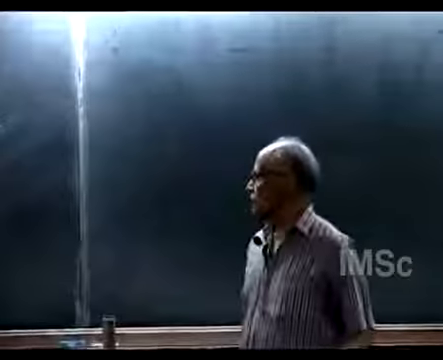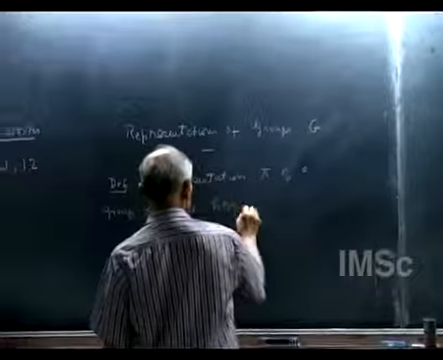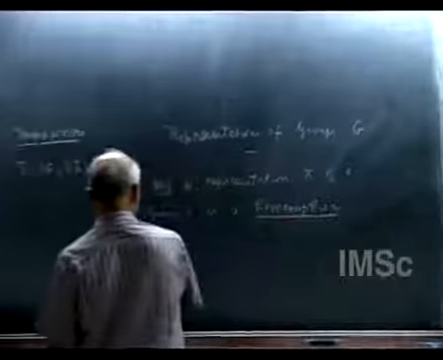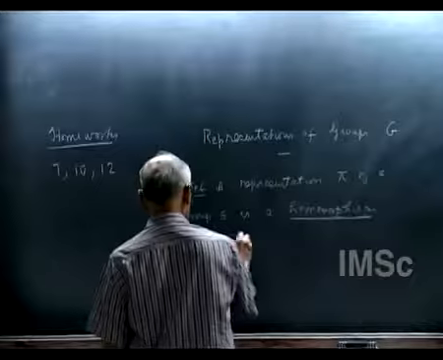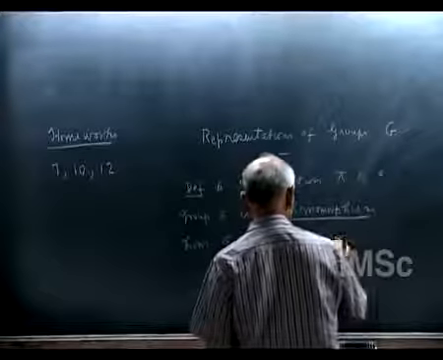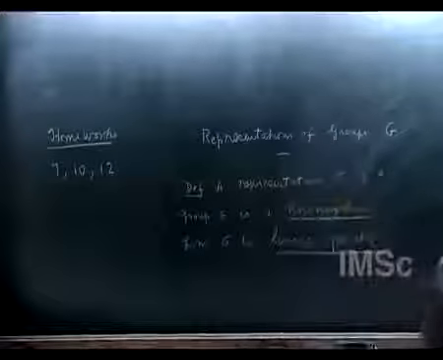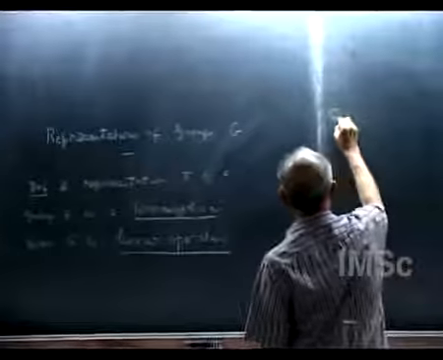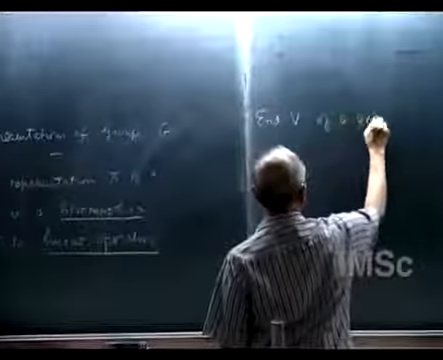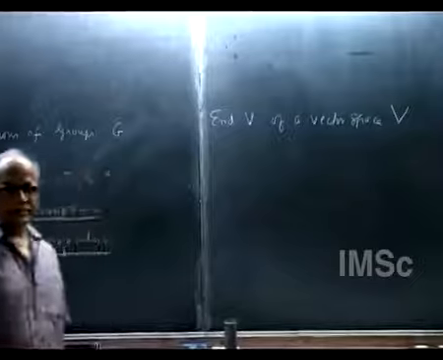So here, a representation pi of a group G is a homomorphism. There are 2 things here. It's not just a map from G to linear operators on a vector space. This is normally written as End V, which means endomorphisms of a vector space. And we always consider complex vector spaces.